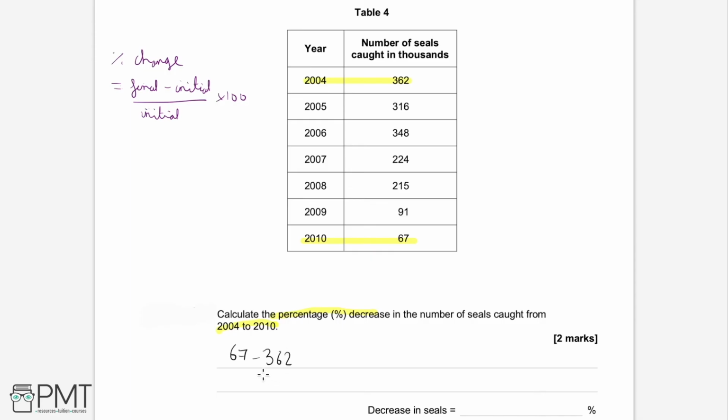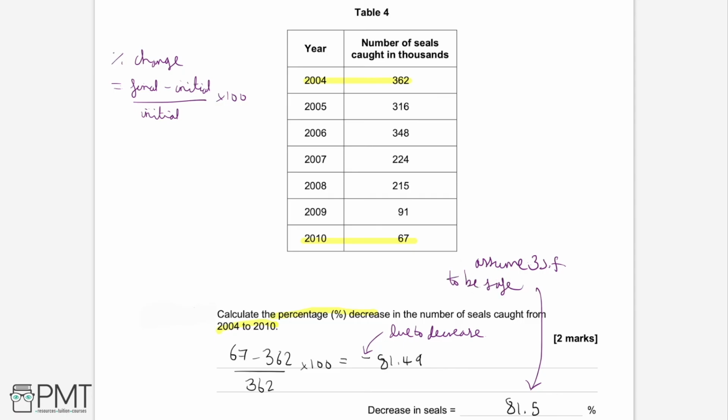So, plugging it into the formula, we get 67 minus 362 divided by 362 times 100 equals minus 81.49. Now, the negative value is due to the fact that this is a decrease. Now, we're going to give our answer to 3 significant figures, so 81.5. We do this to be safe, as 3 significant figures will be accepted by the mark scheme where the question does not state a specific number of significant figures.